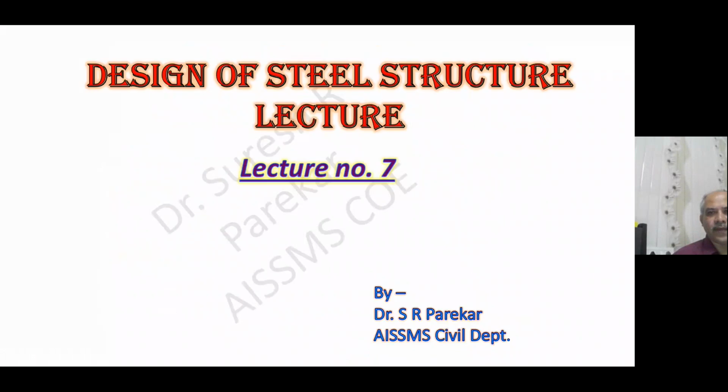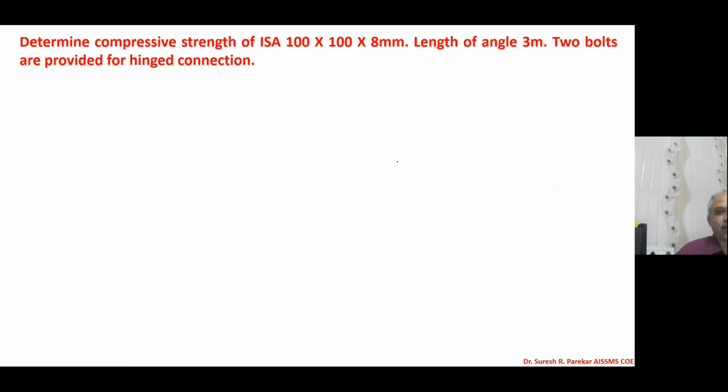Good evening. We have lecture number 8. In this, we are going to determine compressive strength of single angle section. Determine compressive strength of ISA 108 millimeter, length of angle 3 meter. 2 bolts are provided for hinged connection. So step 1, given data.